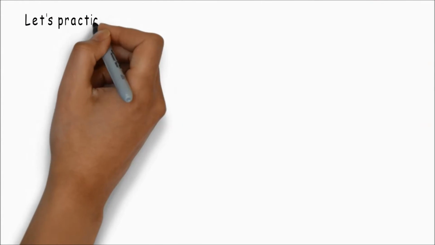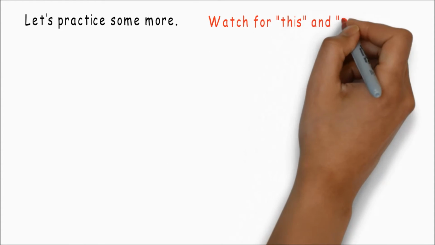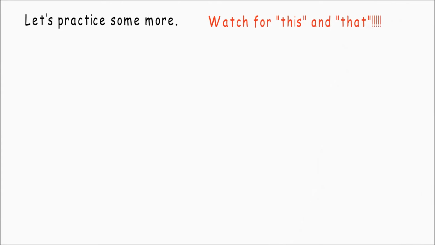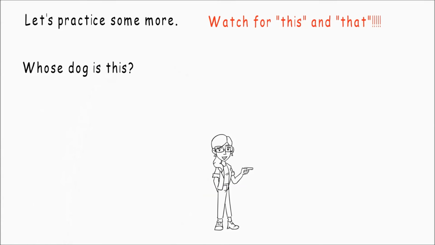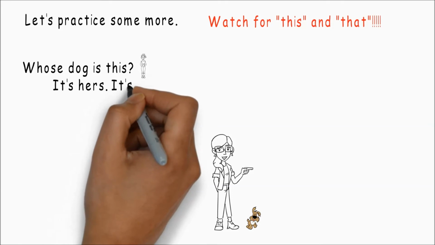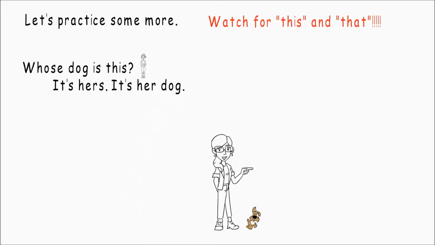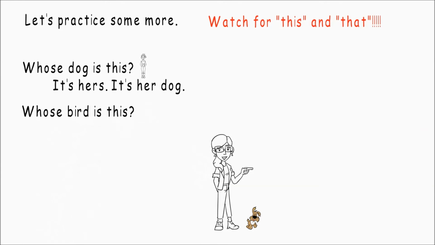Let's practice some more. Watch for this and that from the old lessons, okay? So we'll draw our picture. Whose dog is this? It's close. There's a girl. It's hers. It's her dog. Perfect. Whose bird is this?